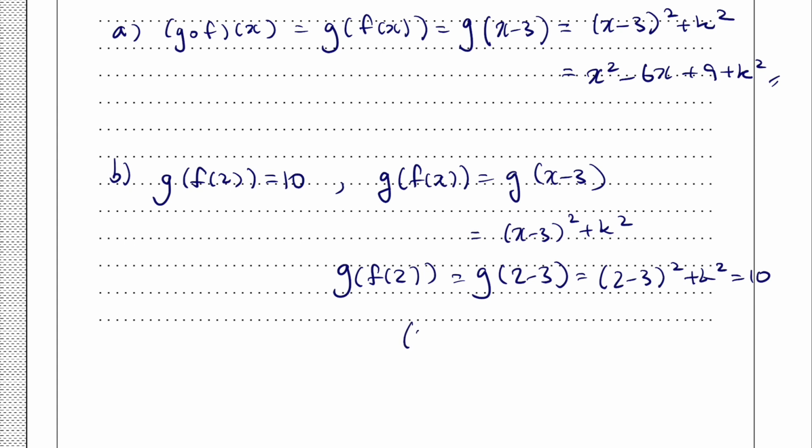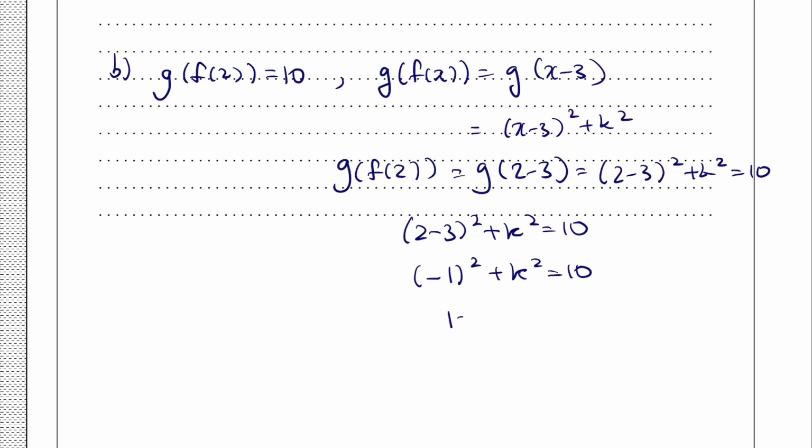That means 2 minus 3 squared plus k squared is equal to 10, which is the same as minus 1 squared plus k squared equals 10. That means 1 plus k squared equals 10. K squared is the same as 10 minus 1, which is 9. That means the k value is plus or minus the square root of 9, which is plus or minus 3.